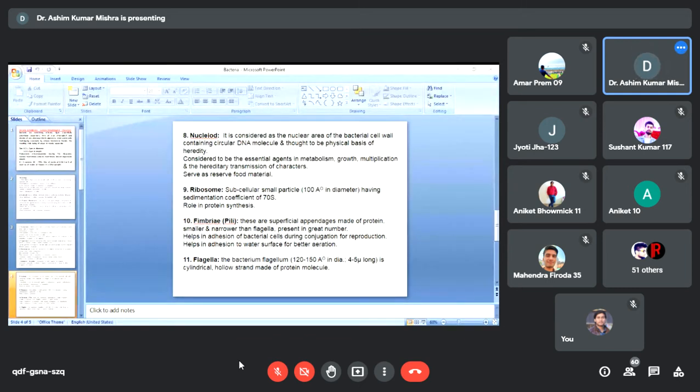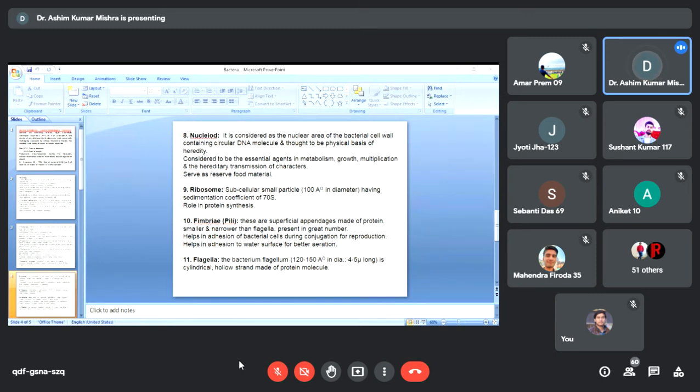Conjugation is what type of reproduction process? Sexual or asexual? Sexual. So it also helps in adhesion of bacterial cells during conjugation for reproduction.